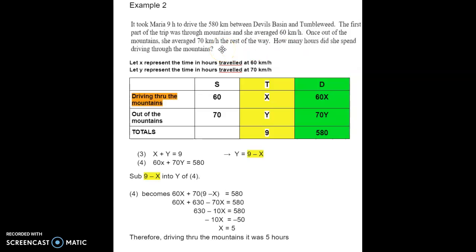To decode and understand the problem, you must realize that there are two components to the trip. Part 1, we're going to let x represent the time in hours traveled at 60 kilometers an hour, namely the component that allows us to drive through the mountains. The second component, we're going to allow y to represent the time in hours traveled at 70 kilometers an hour, or the time spent driving out of the mountains.